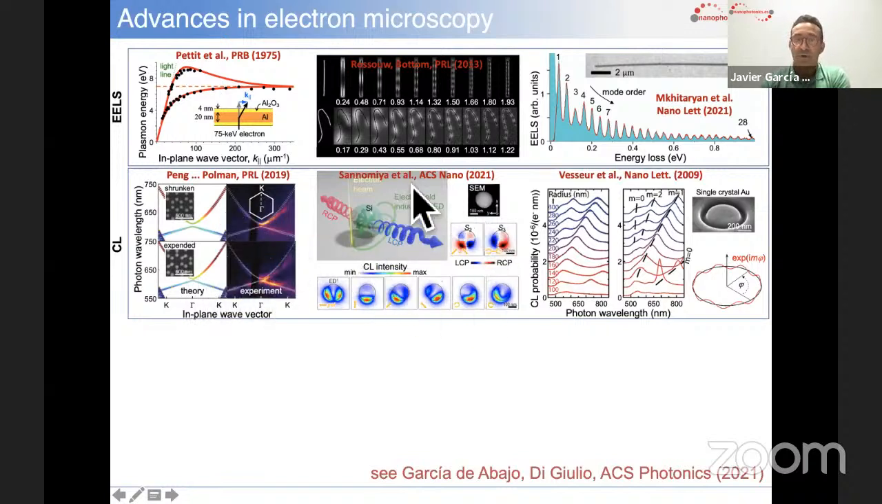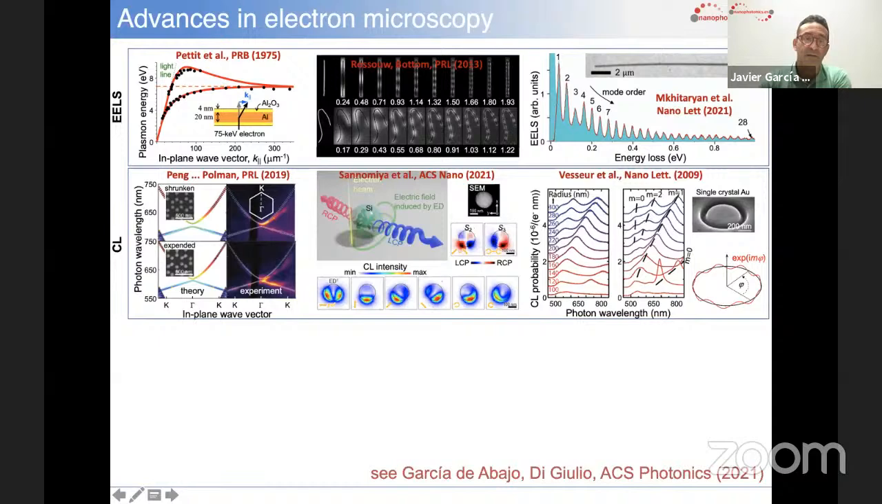This is another work in which we have participated, on the production of chiral light from bombarded silicon spheres. The spherical symmetry of the sphere is broken by the position of the electron beam, also by the direction in which the light is emitted, and then you produce controllable chirality in the emitted light. Also, these are plasmon waves that are supported by a circular groove in a gold crystal, also resolved through cathodoluminescence.